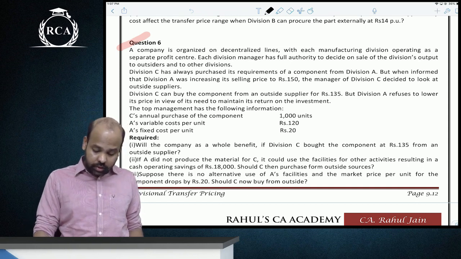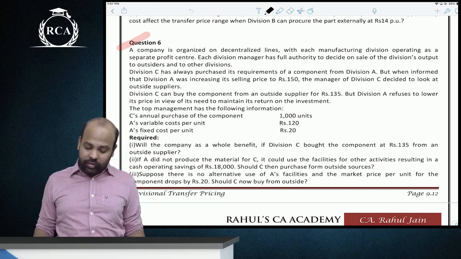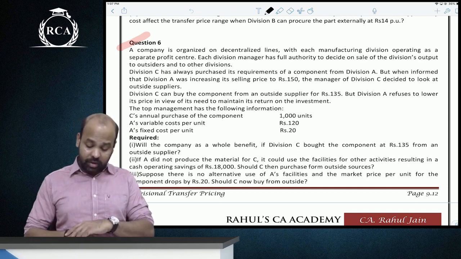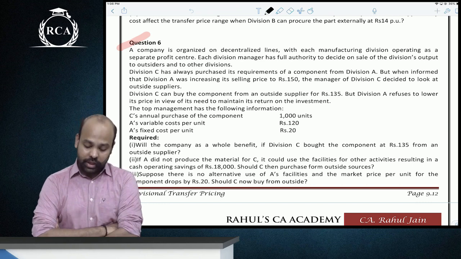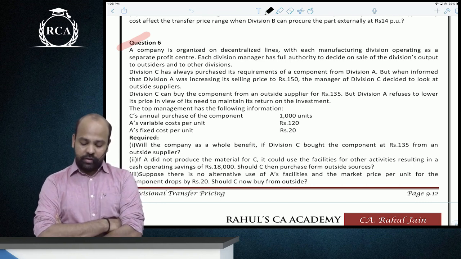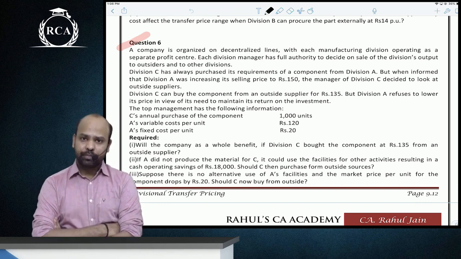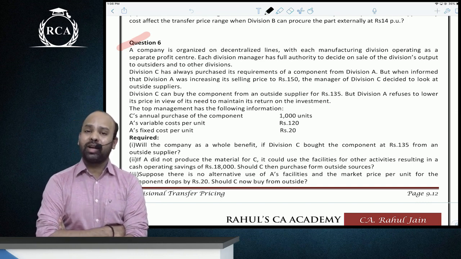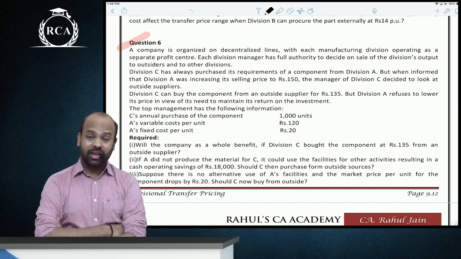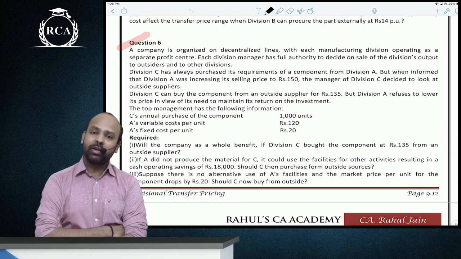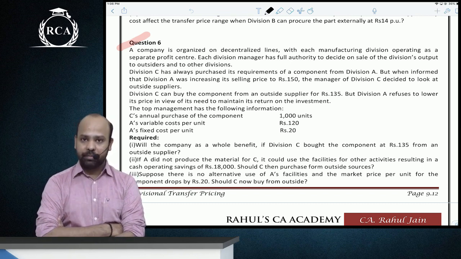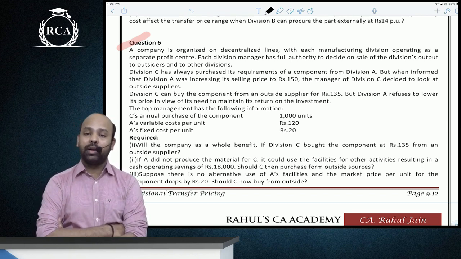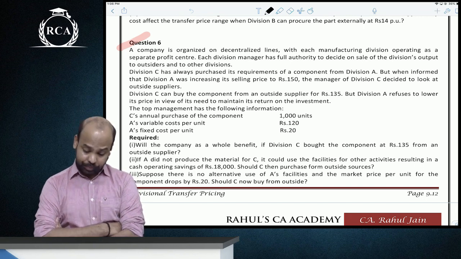divisions. Division C has always purchased its requirement of a component from Division A. But when informed that Division A was increasing its selling price to 150, the manager of Division C decided to look at outside suppliers. So Division C is now looking at procuring it from the outside market. Division C can buy the component from an outside supplier for rupees 135.